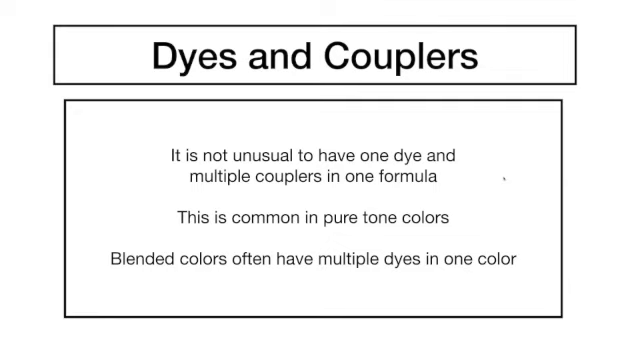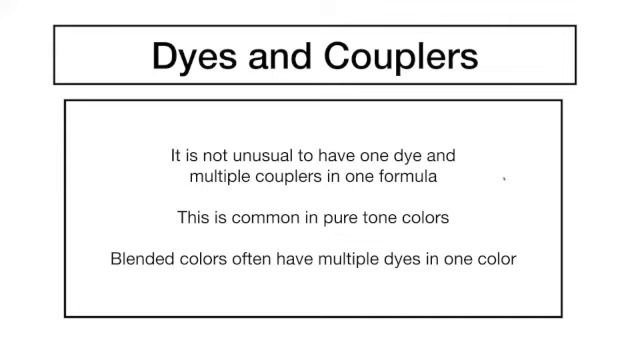In pure tone colors, if you want to use just one pure tone for extremely vibrant color, then you mix just one dye and one coupler together, and you get an extremely vibrant tone. But blended colors, you don't know what's going to happen with blended colors, because blended colors have multiple dyes in one color.